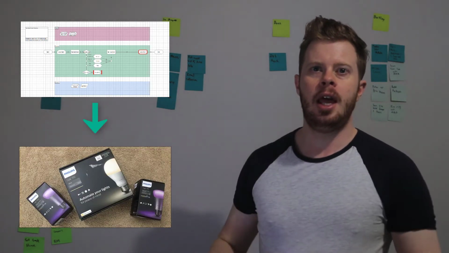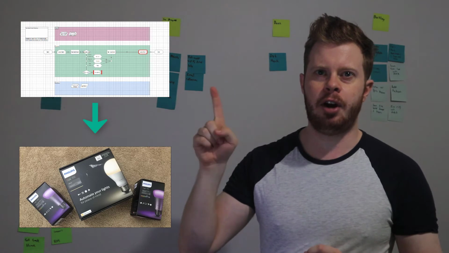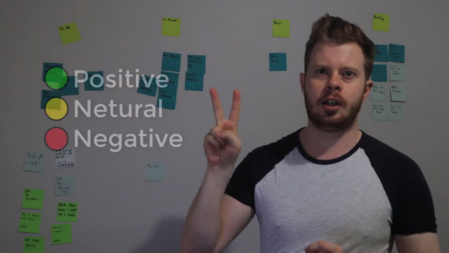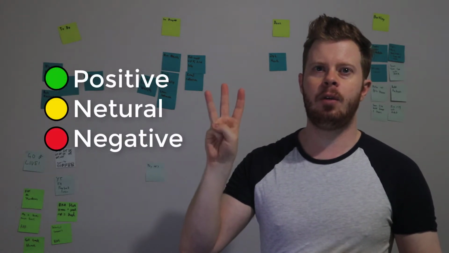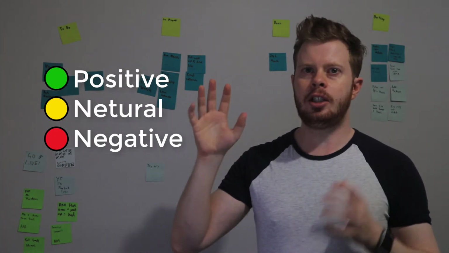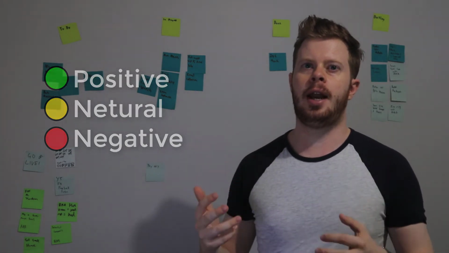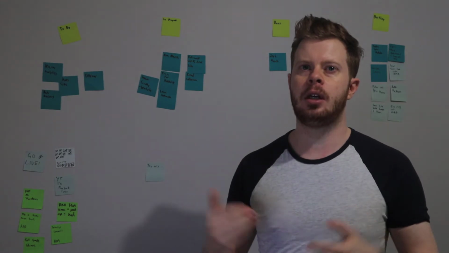If it's positive, we'll set the light to green. If it's neutral, we'll set the light to yellow. And if it's negative, we'll set the light to red. So let's jump into Blue Prism and take a look at how this is set up and how it works.